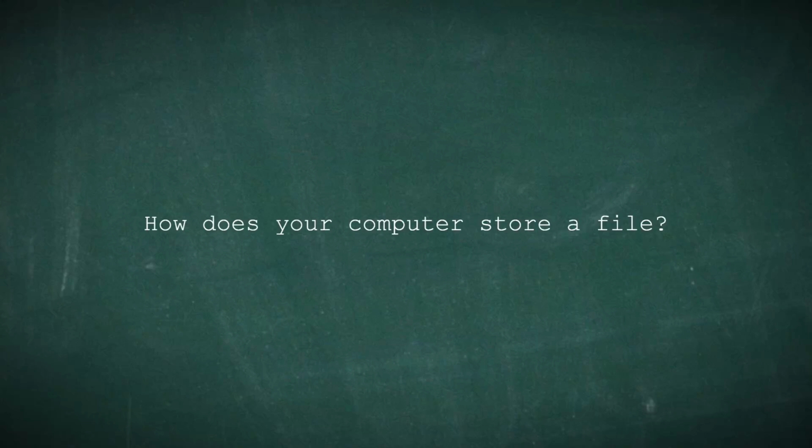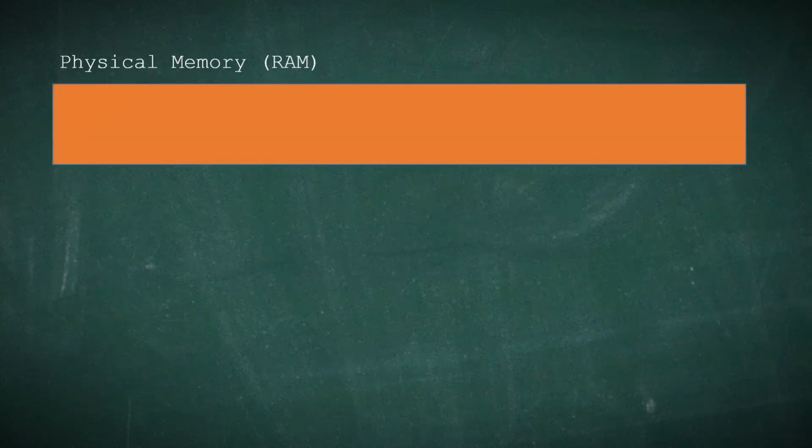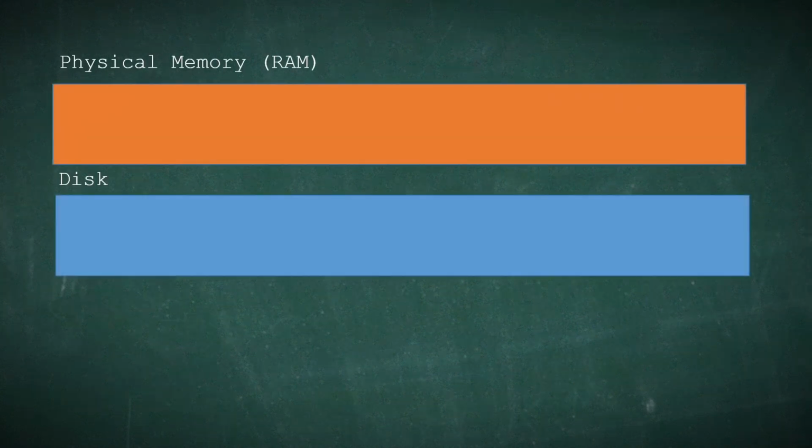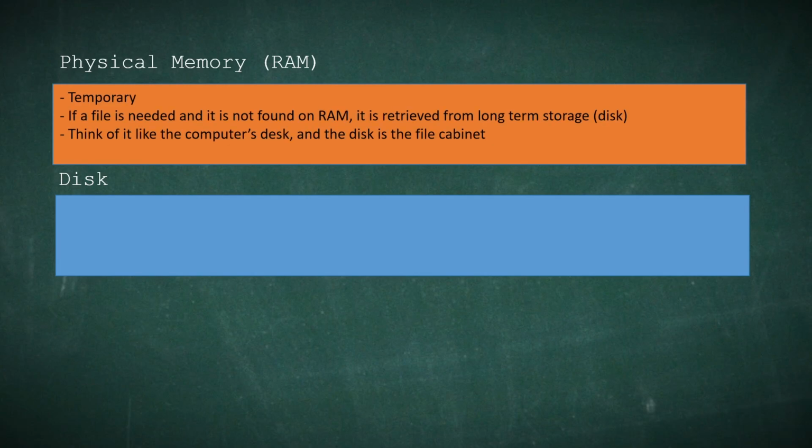How does your computer store a file? There are two ways files are physically stored on your computer: random access memory and the disk. The physical memory, or RAM, is temporary. If a file is needed and it's not found here, it's retrieved from long-term storage.